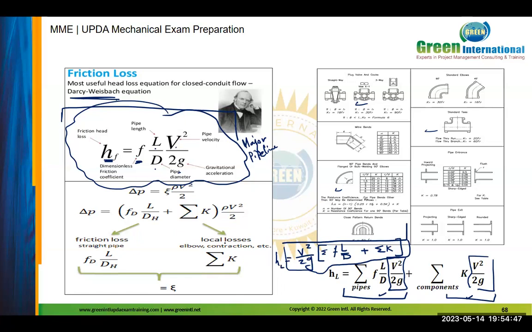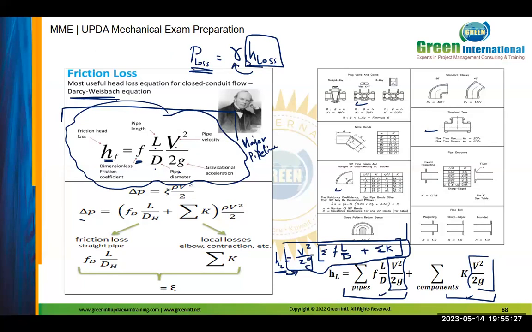What is the difference between this and this? Sometimes in a problem they ask for pressure losses. I don't need to save a lot of equations. Pressure is equal to rho g h, or gamma h. So the pressure losses equal gamma times the head of losses. Take the general equation of losses, substitute to get the value of head losses, then multiply by gamma to get the pressure.